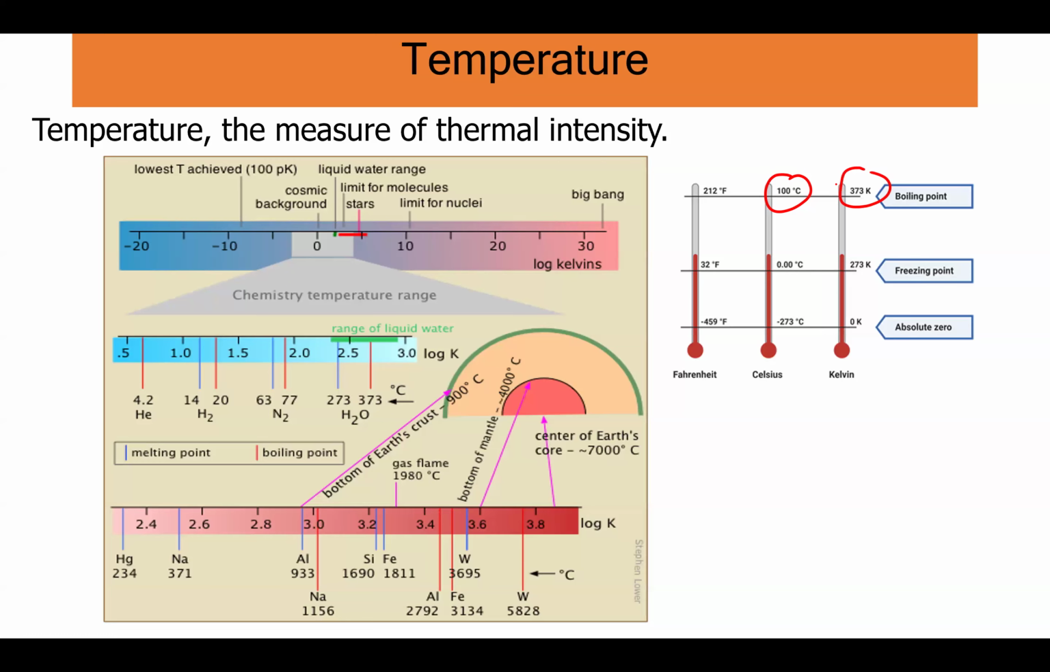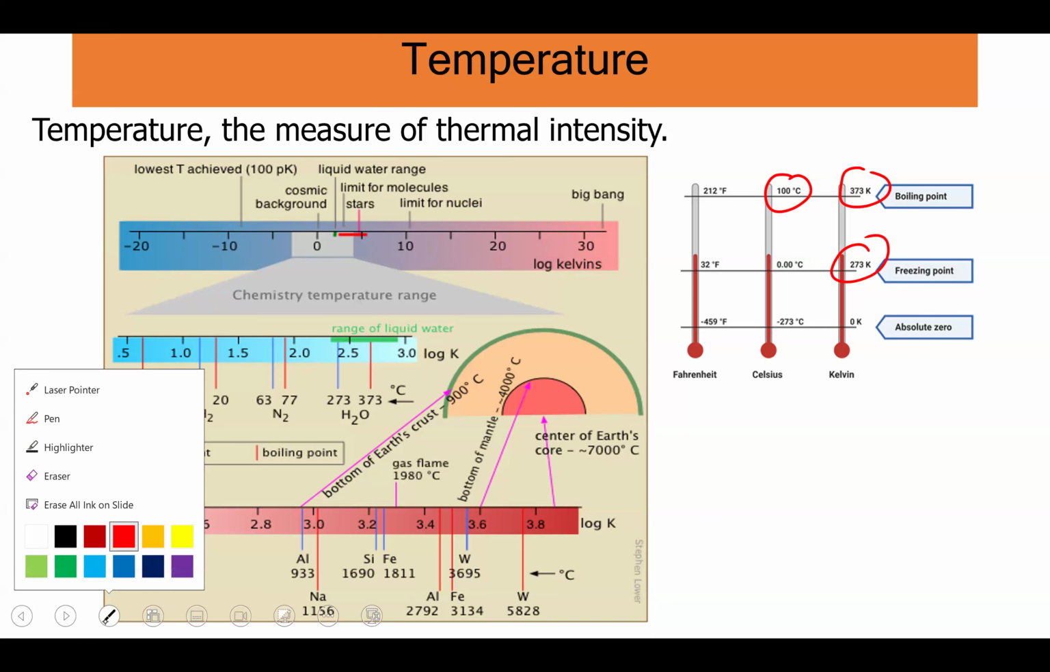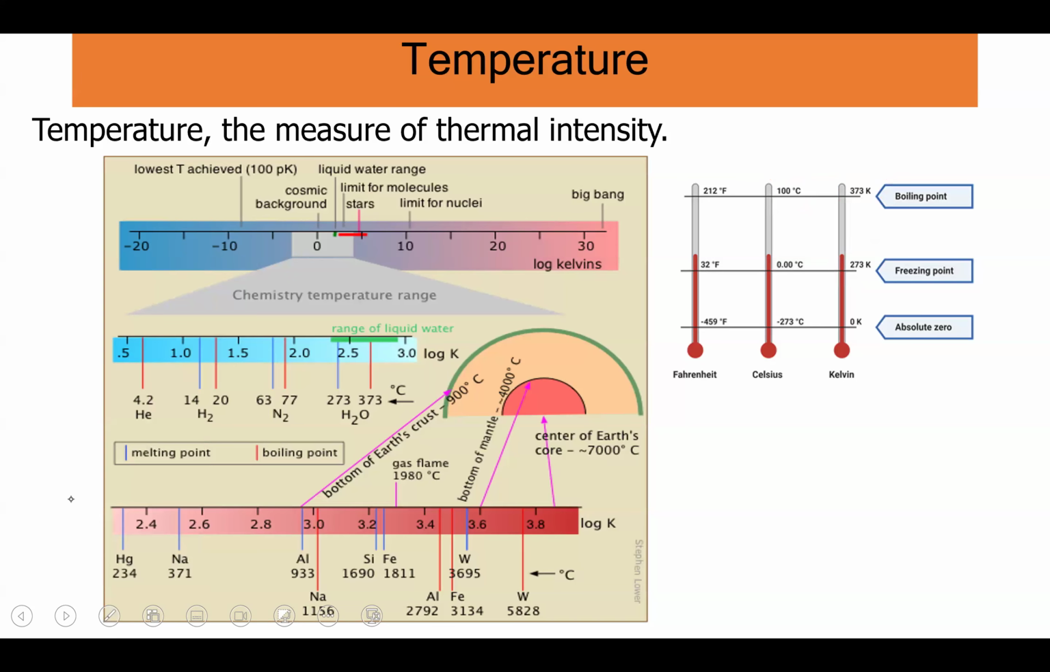What about the freezing point? At what temperature does water freeze from liquid to solid? That's 0 degrees Celsius, which is equivalent to 273 Kelvin. Okay, so those are the temperature properties.